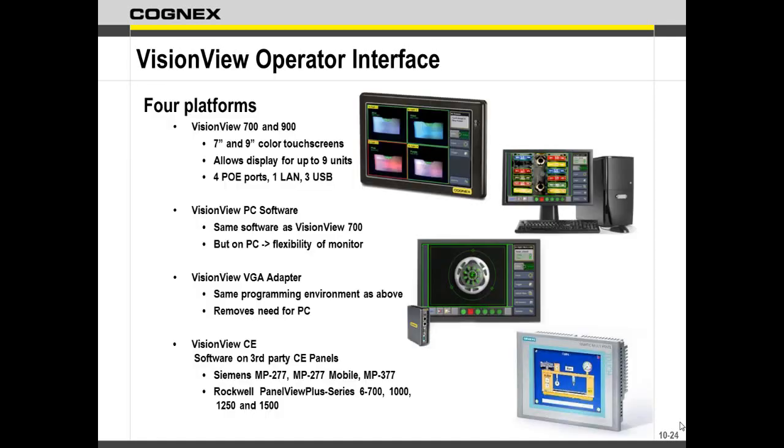So let's talk a little bit about the Vision View. Vision View is meant to see the system when you are in production. We started with the Vision View 700, a 7-inch touchscreen color monitor with 4 PoE ports and a LAN port. It gave us 3 USB connections. Good to go. People loved it. They're like, oh, that's so cute. But then they're like, it's small. Can we get something bigger?